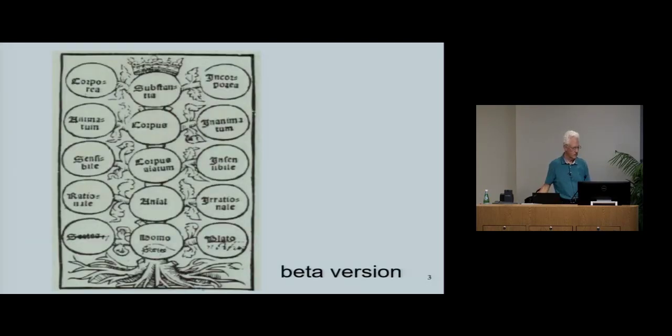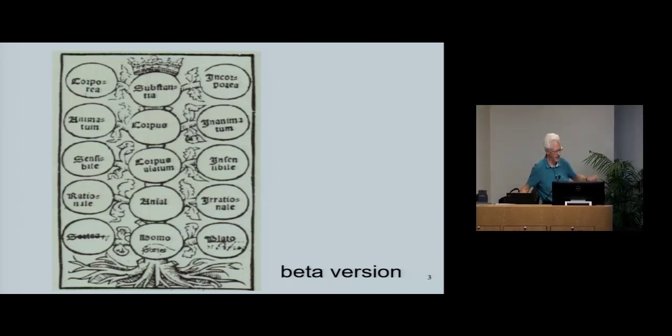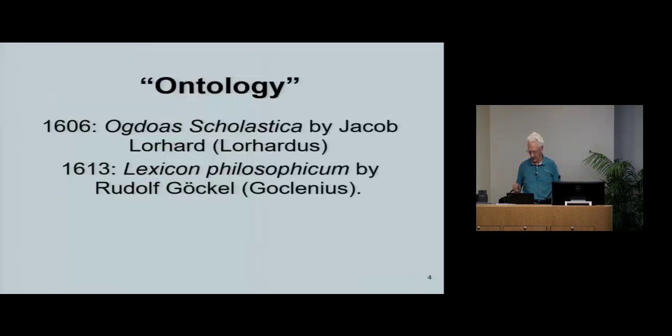So this was perhaps the first diagrammatic representation of Aristotle's categories. So we have substances at the very top, and they divide into two, corporal and incorporeal, and then corporal substances are divided into animate and not animate, and so on down the hierarchy.